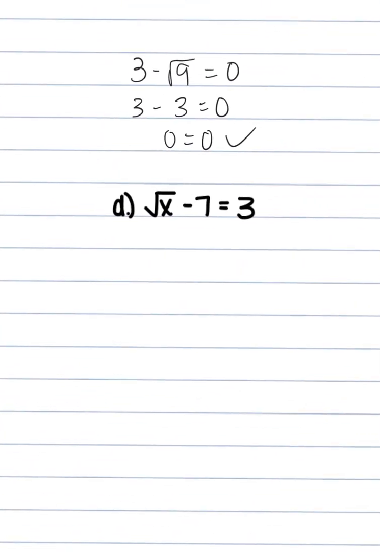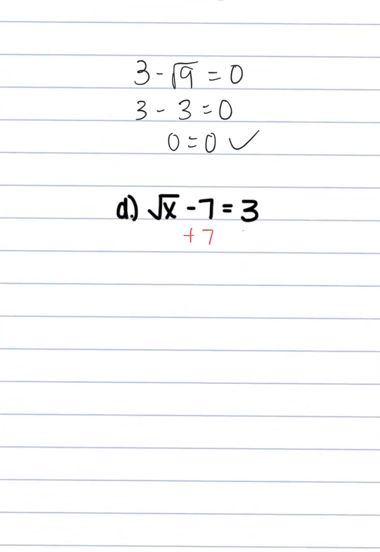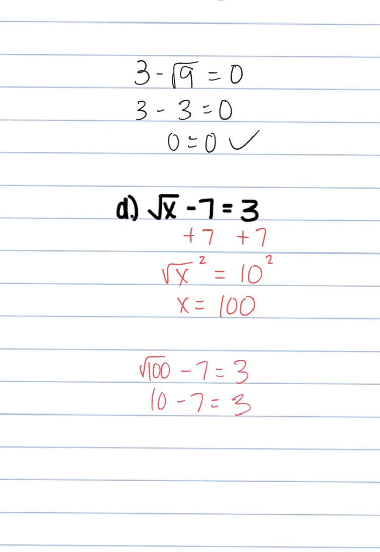Moving on to D, you should add 7 to both sides. You would get the square root of x equals 10. Then you square both sides, and you've got x equals 100. Plug that 100 back in, you're going to get the square root of 100 minus 7 equals 3. This is 10 minus 7 equals 3. 3 equals 3, we're Gucci.